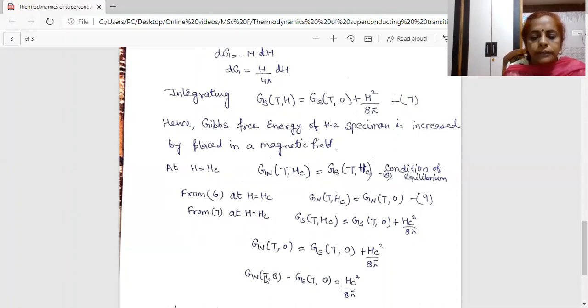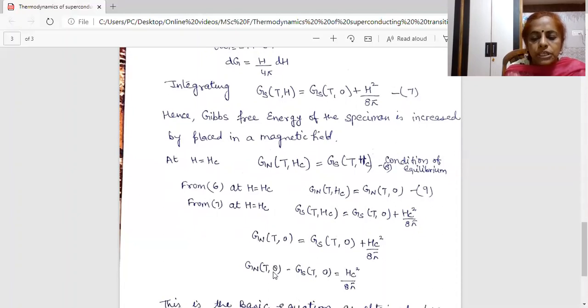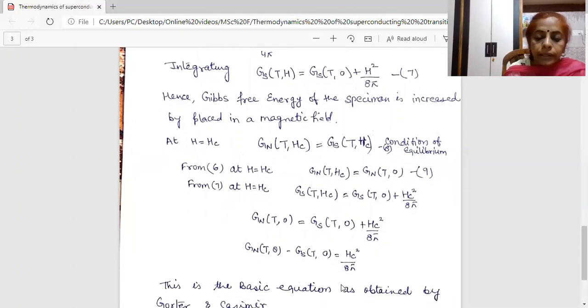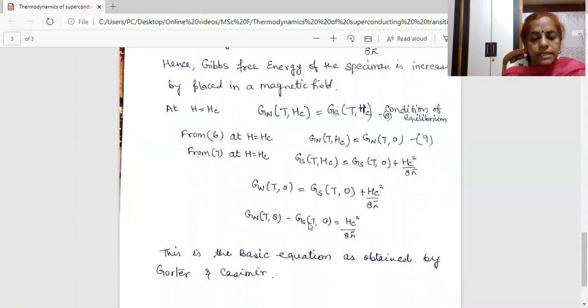So I got the difference between the Gibbs free energy in the normal state and the superconducting state. In the normal state, the Gibbs free energy is Gn(T,0), and in the superconducting state I have written it as Gs(T,0), and the difference is equal to Hc square upon 8 pi. Here the temperature in both states is kept constant at T, and the magnetic field in both states is 0. This is the basic equation which was obtained by Gorter and Casimir.